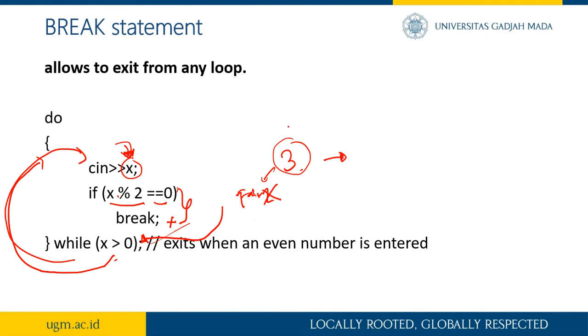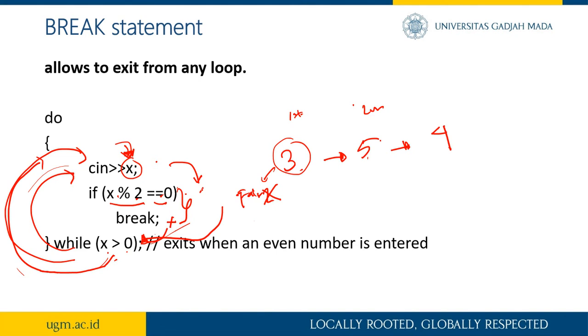So the second input, this is the first loop. In the second loop, I will type 5, because 5 modulus 2 is still not 0, then I will go to the looping again. Is x more than 0? Yes. So I will do the looping again, so it will require an input again. So I will type in 4.